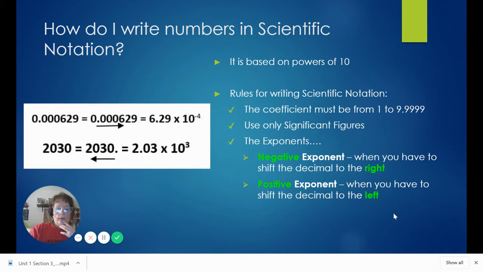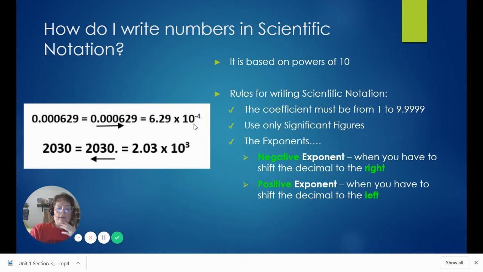So how do I write numbers in scientific notation? Again, it's based on powers of 10. And your rules are the coefficient. So when we say coefficient, we're talking about this number right here and this number right here. Has to be between 1 to 9.9. So you move your decimal point. In this case, we need to move it down here so that we end up with a number that's between 1 and 9.9. So you count how many places you move that decimal point. 1, 2, 3, 4. So the decimal point goes there now, so you end up with 6.29.